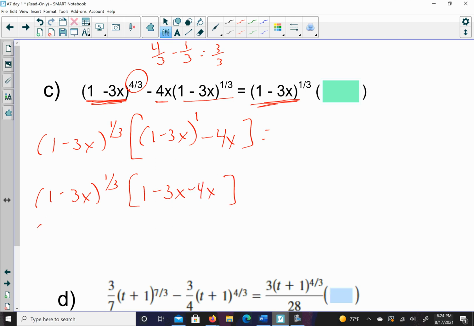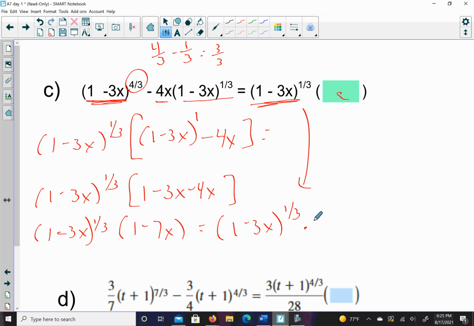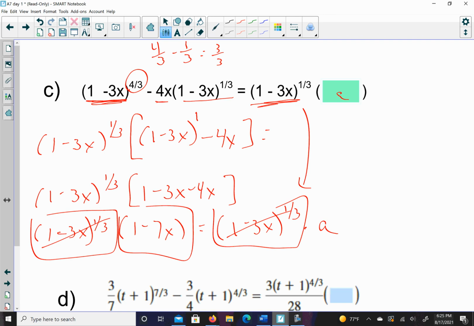And when I combine my like terms, I'm going to have 1 minus 7x. And then I'm going to actually write this time 1 minus 3x to the 1/3. And then I have this question mark that I'm going to call A for lack of anything else to call it. And then here I can see that this matches this, so it's like they divide out, which means that this A is equal to this 1 minus 7x. So that's what's going to go in this. That is going to be the answer. Goes in the box.